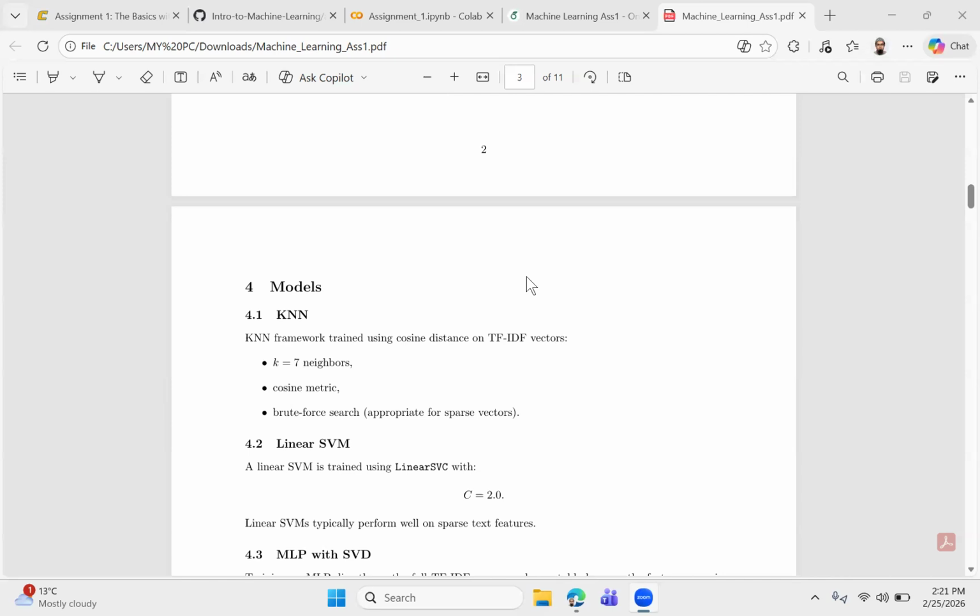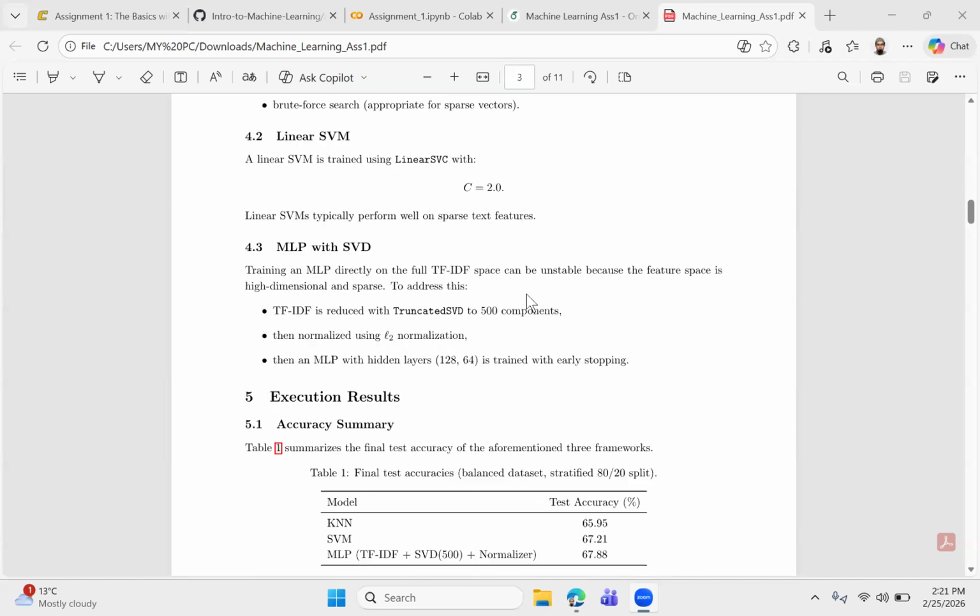Initially, MLP underperformed because converting TF-IDF to dense is unstable. So I used truncated SVD to 500 dimensions, normalized it, and then trained the MLP. This made training stable and improved accuracy above the requirement, because our requirement was that all models should be at least 65%.